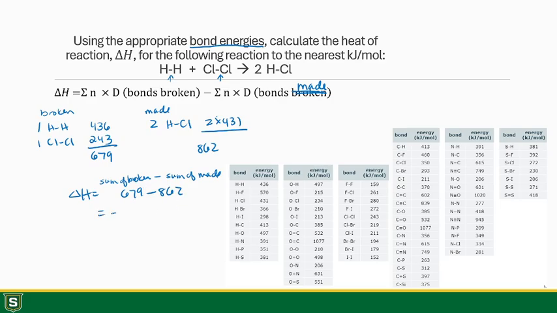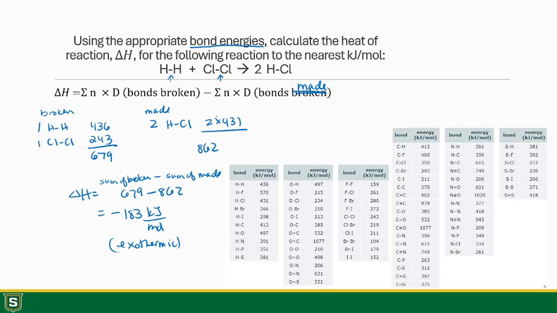So overall, this will be a negative 183 kilojoules per mole. So it would be exothermic. It didn't ask me that, but when I'm done, one of the values of getting an enthalpy of reaction is telling me, is this an endothermic or exothermic process?